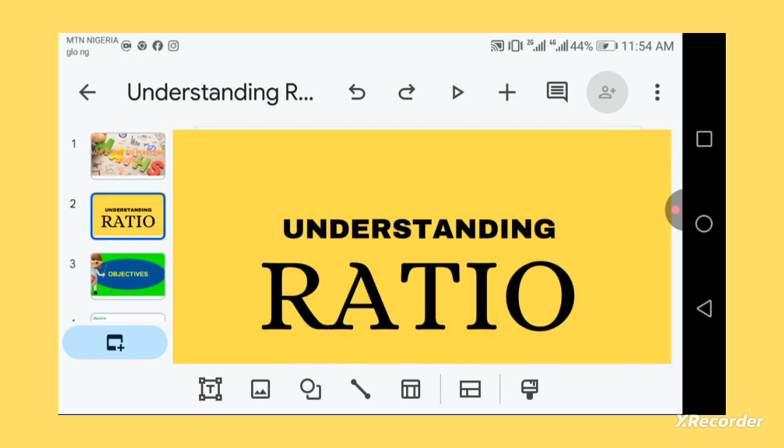I'll be guiding you through understanding ratio and helping you understand the key concepts and problem solving strategies.